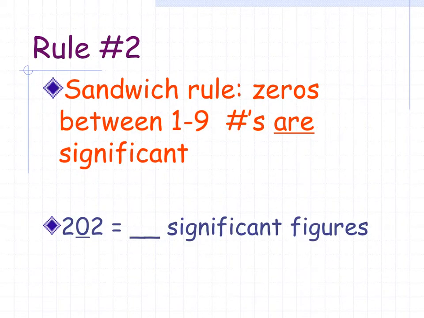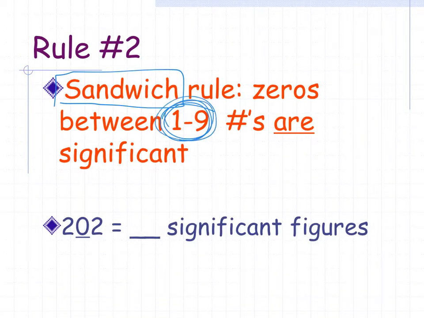Rule number 2 talks about these zeros. We left those out of rule number 1. You didn't know it, but there are lots of types of zeros. So we call this rule the sandwich rule. When you make a sandwich, you put a bunch of stuff between the bread. Well, when we make a sandwich with sig figs, we put a bunch of 1 through 9 numbers on the outside of some zeros. The zeros get sandwiched between. Anything that gets sandwiched between a 1 through 9 is always significant.